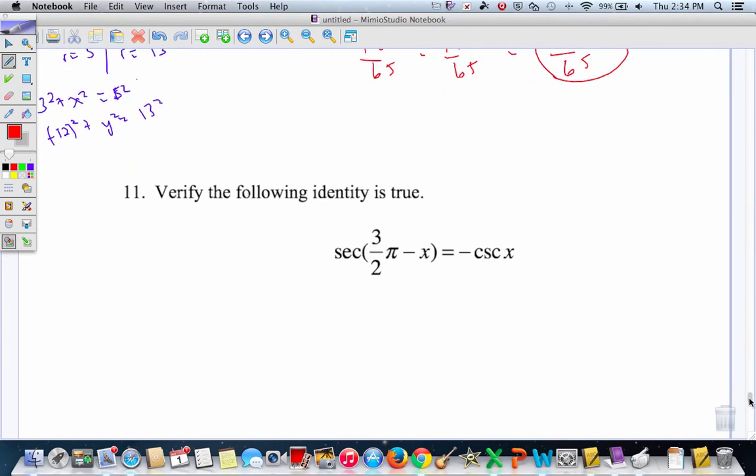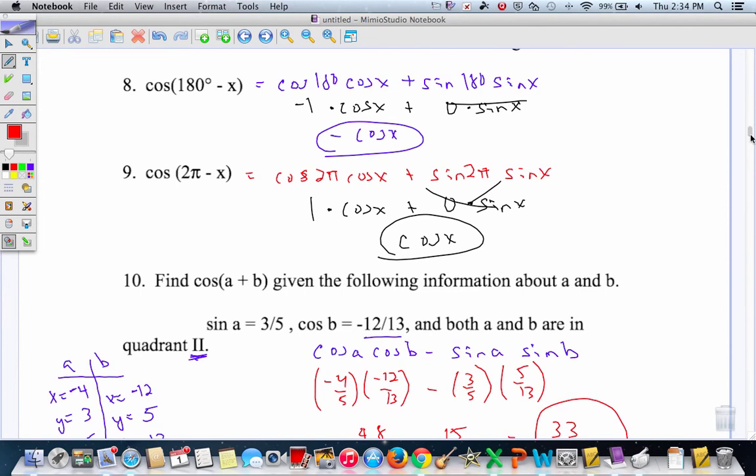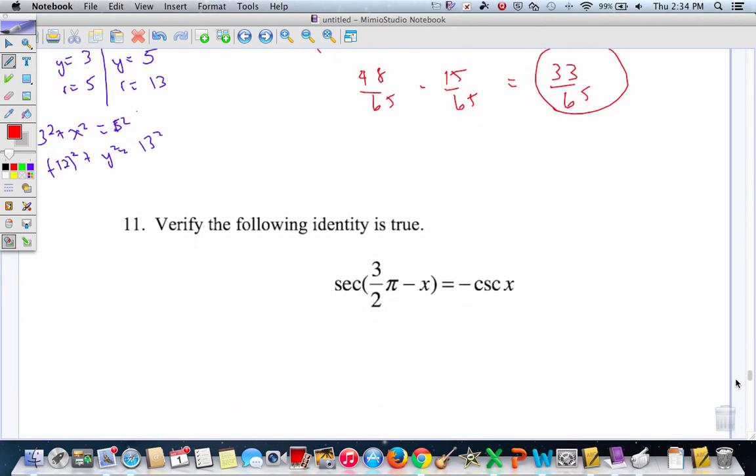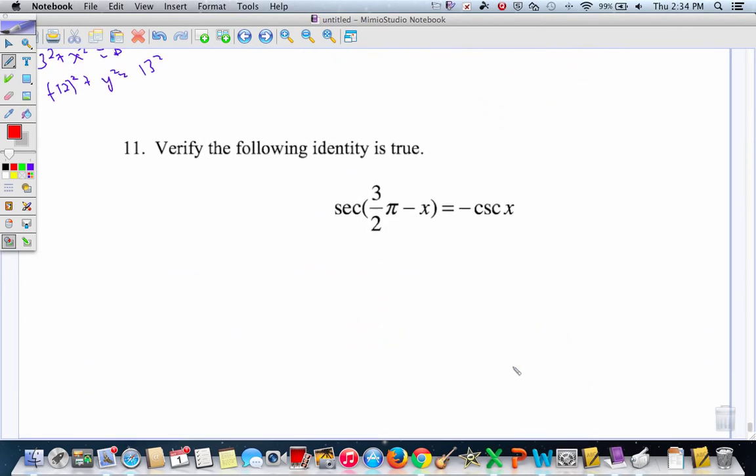Now, as I went to say here earlier, we can't let the day pass without one identity. Verify that the following identity is true. Secant of 3 pi over 2 minus x is going to equal negative cosecant of x. Well, we don't have an identity for the secant of the difference of two angles, but we do know secant is 1 over cosine. So I'll rewrite this as 1 over the cosine of 3 pi over 2 minus x.